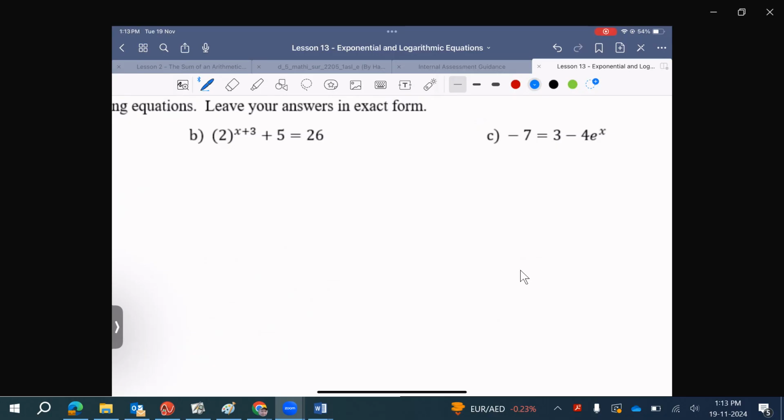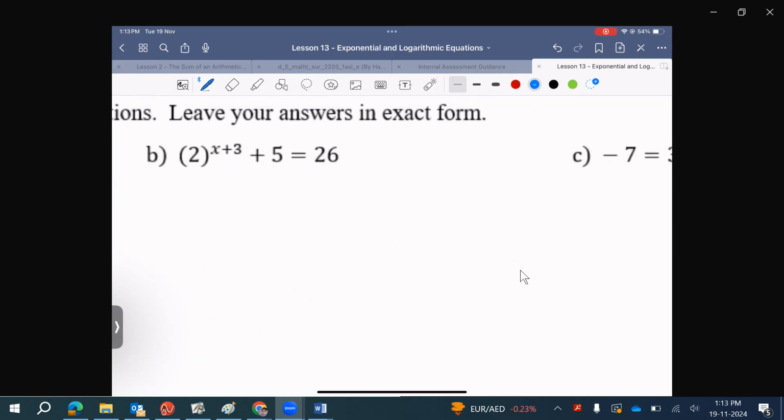Okay, welcome back. So let's try that technique again here. We'll start off by moving the 5 across. We'll get 21 is 2 to the x plus 3. Then we'll convert to log form, and we get x plus 3 is equal to log base 2 of 21. And then we can subtract the 3 across. We get log base 2 of 21 minus 3.